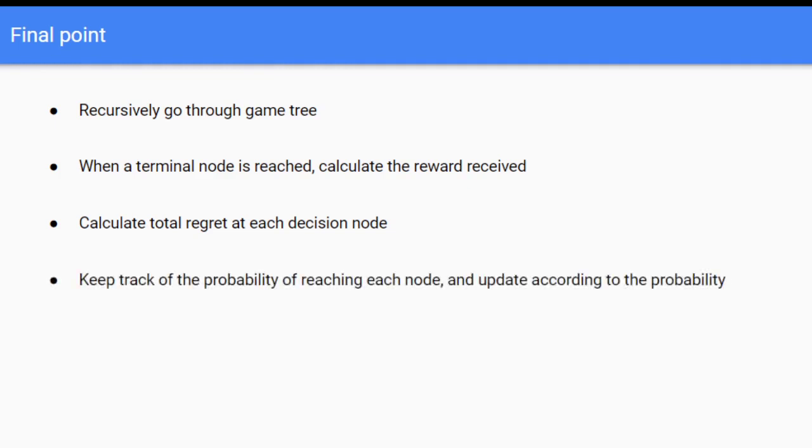Something I didn't mention before: we're going to keep track of the probability of reaching each node. So for example, say our strategy is 50% pass, 50% bet. When we update the regret, we're going to keep track of the 50% probability of reaching that node. Another thing to note is we're going to update the strategies after each iteration, so after each game is played. We're not going to update our strategy while we're recursively running through our game tree.